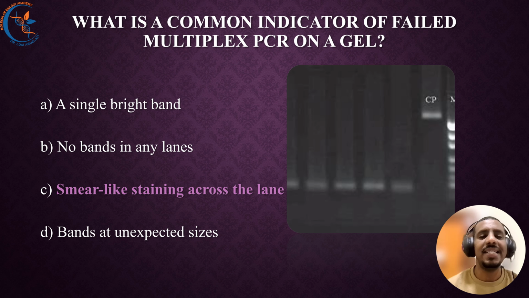Okay, the correct answer is the smear-like staining across the lane. Actually, a smear on the gel suggests non-specific amplification or primer dimer formation. This often happens due to poor primer design or competition between multiple reaction components. So, if the gel shows a single band, it means only one target was successfully amplified. No bands indicate a complete failure of the reaction. Okay, let's move on.